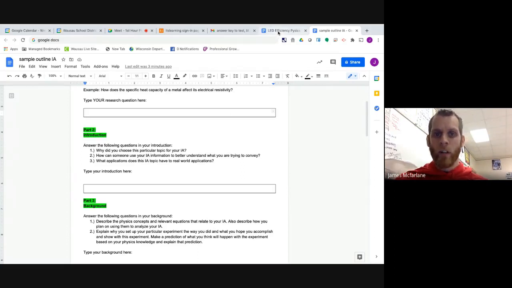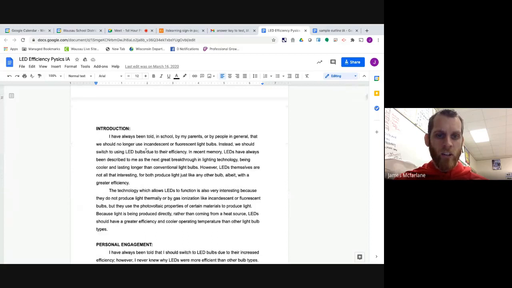So going back to the example here, to give you some ideas. In their introduction, this person just highlights, hey, LEDs are really useful. I've always been told in my school by my parents or people in general that you should no longer use incandescent light bulbs. Instead, we should use LEDs due to their efficiency. In recent memory, LEDs have been described to me as the next breakthrough in lighting technology. So kind of like, okay, an idea of why, what's the point of this IA? What are some real-world applications or some things you're trying to figure out with this IA?